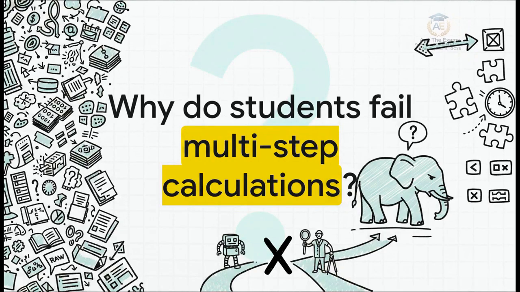Why is it that so many incredibly smart, well-prepared candidates completely fall apart when faced with multi-step calculations in this specific topic? Well, from analyzing thousands of past papers, it usually comes down to 2 very specific types of students. Let's call them Alex and Sam. On one hand, we have Alex. Alex is the fact dumper.